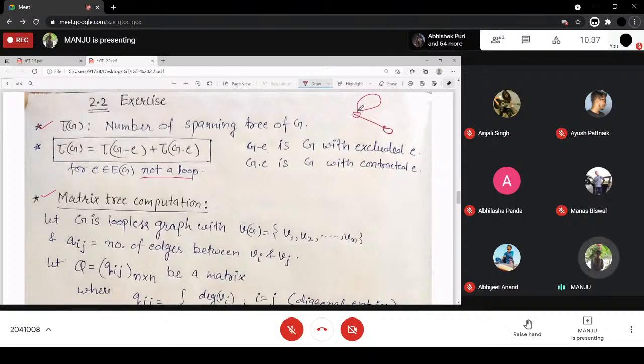right? How many spanning trees exist for this graph? For this graph, how many spanning trees exist? Only 2, right? These 2 edges. A loop will never be part of a spanning tree. That's why we discard it. Okay? Clear?